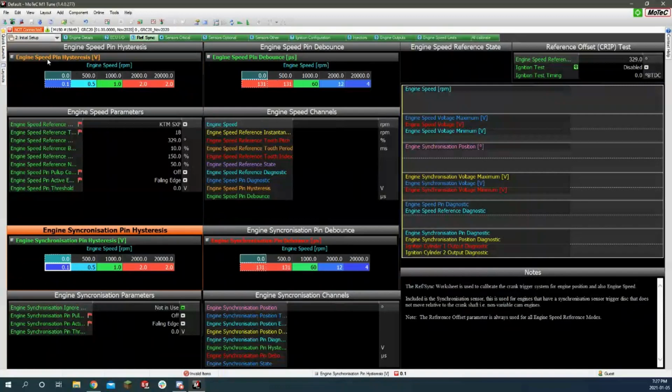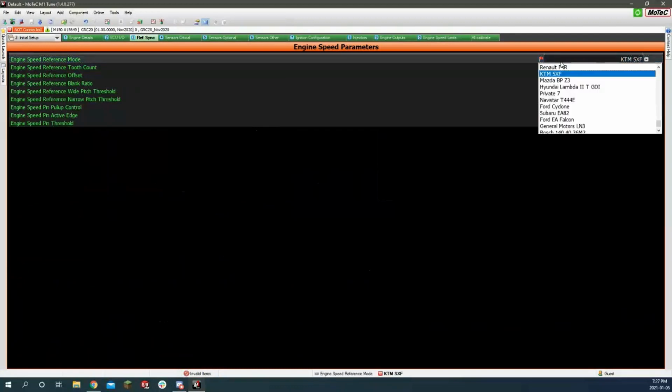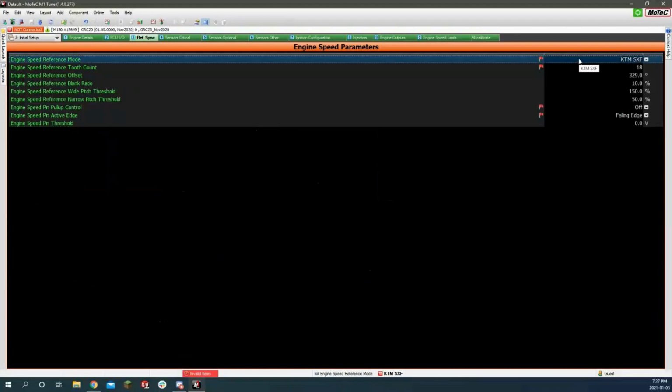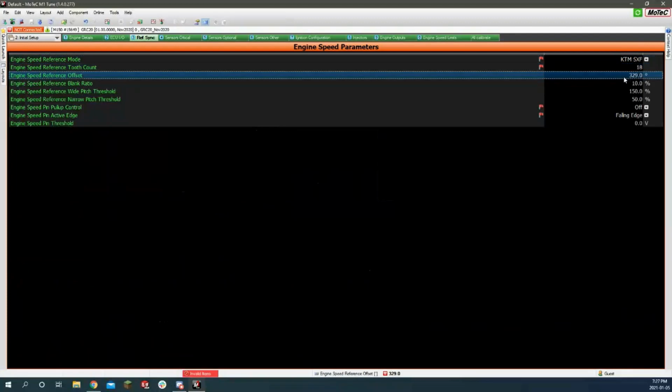Debounce, hysteresis, that kind of thing. Right here, the engine speed parameters, with that full screen. This is more important. It has an option for the KTM SXF engine trigger wheel, that tells it basically what kind of wheel it is, telling it that it's got the one long tooth, and we tell it it has 18 teeth total. This is a very critical number. If this isn't right, your whole timing of everything's going to be off.